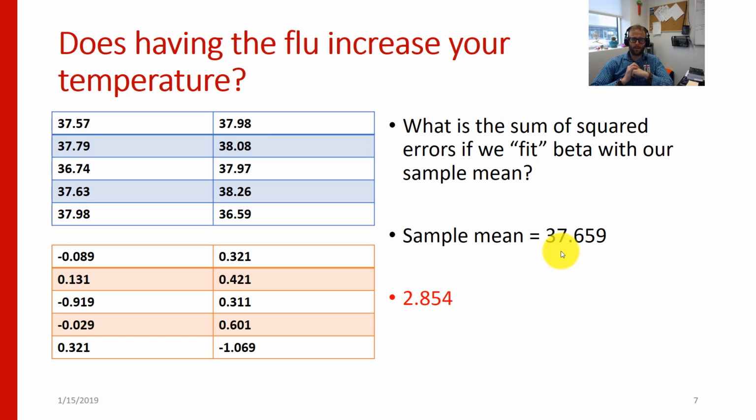Our sample mean is slightly higher than what we think the true population mean is, but we can calculate a sum of squared errors around this sample mean. Again, we take each observation and subtract off the sample mean, and see what we're left with. This person was slightly below, this person slightly above, this person below, this person below, this person above. Again, I get a bunch of signed deviations relative to the sample mean. To calculate the sum of squared errors, I square all of these deviations and add them together, and if I do that, I get 2.854.